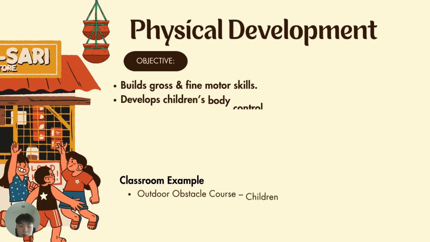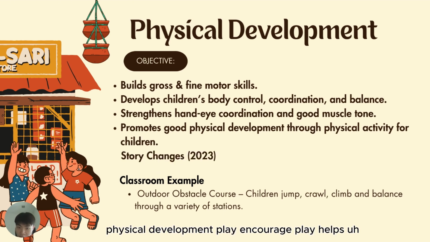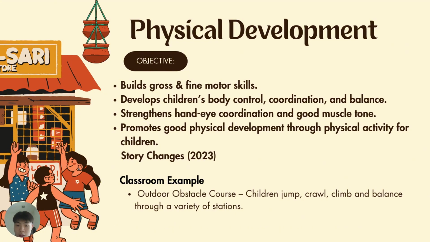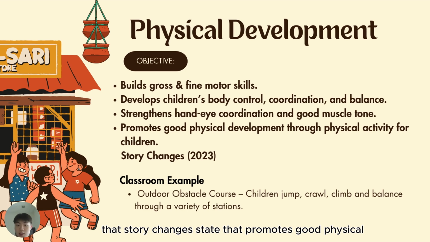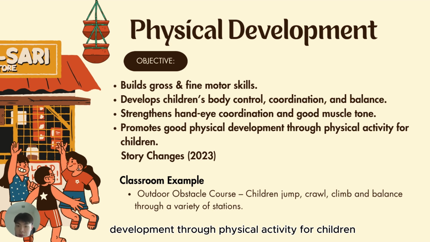So finally, we have physical development. Play helps children build gross and fine motor skills, develops children's body control, coordination, and balance as well, and strengthens hand-eye coordination and good muscle tone at this age. So one of the classroom examples is an outdoor obstacle course. Children can jump, crawl, climb, and balance through a variety of stations. So this promotes good physical development through physical activity for children.